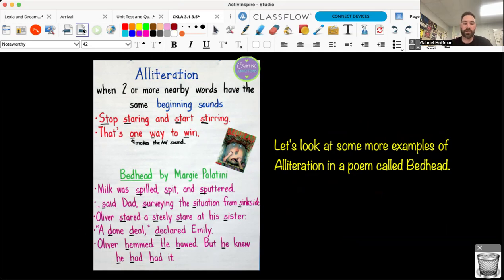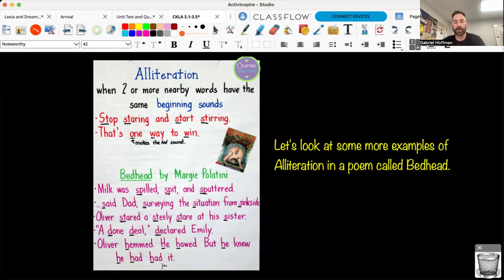So you can see those underlined sounds. That first line, spilled, spit, sputtered. That's an example of alliteration. Then said, surveying, situation, Sinkside is another example. Each line has its own. Started, steely, stare, sister, in that third line. Done deal, declared, in the fourth line. The next line, hemmed, he, hawed, he, and then the last line, he had had. All H sounds.